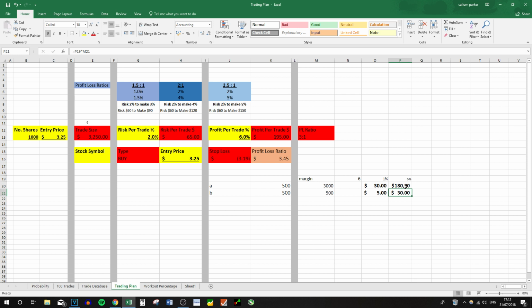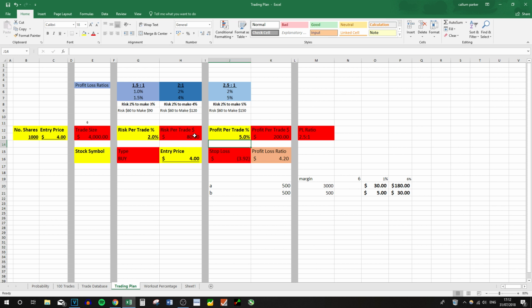You don't have to. You can put on very short stop losses. For example, you can enter a trade, let's say at $4, and say I'm going to risk 2%, but I want to make 6%, or let's say I'm going to try and make 5%, which will be a 2.5 to 1 profit loss ratio. So you risk 2% to gain 5%.